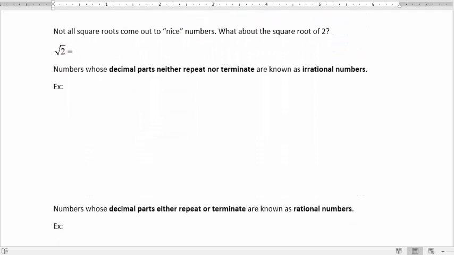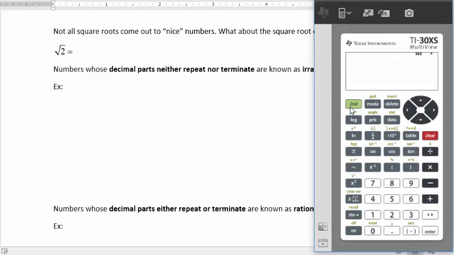And then, of course, not all square roots come out to nice numbers. Meaning, if I do the square root of 2 on the calculator, it's going to give me the square root of 2, because that's the only way to write the exact form. But I can change my mode from what's called the math print mode to the classic mode. Now if I do the square root of 2, look what's going to happen. It's going to give me 1.414213562, and it doesn't end.